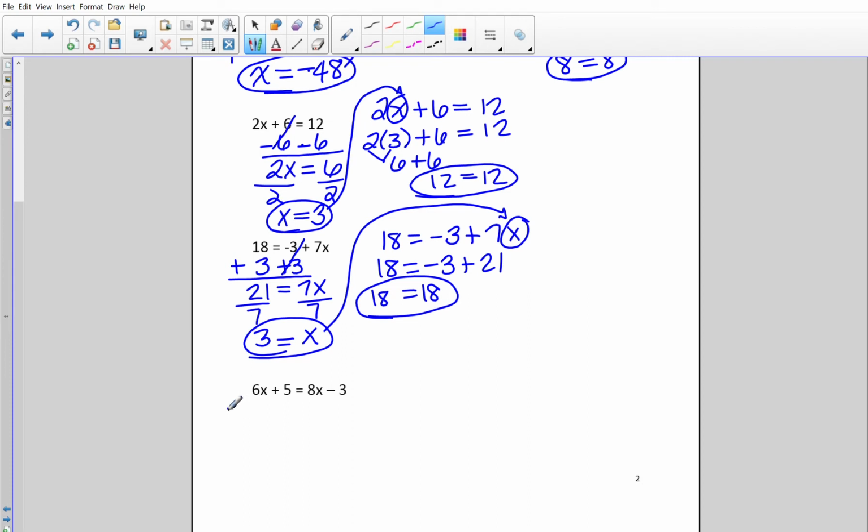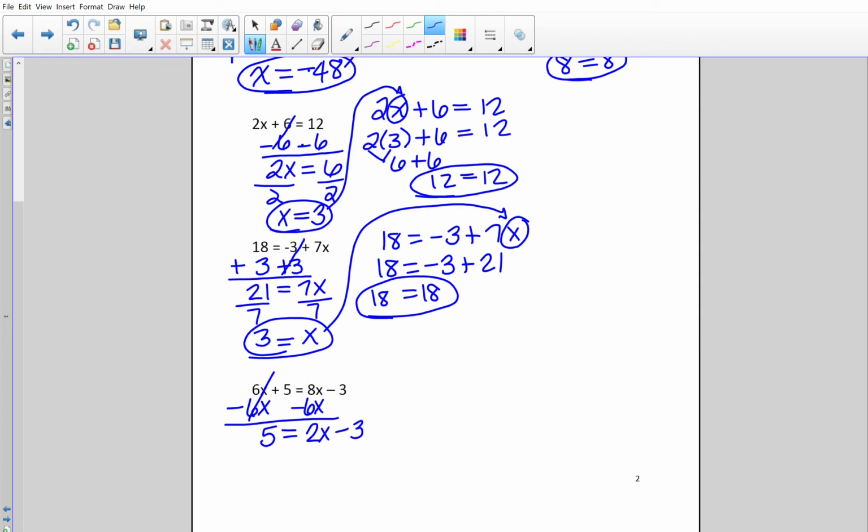So I'm going to subtract the 6x from both sides. And again, if you move the 8, it's fine. This cancels and I have 5. And 8 minus 6 is going to give me 2x. And then I have a negative 3 that I need to bring down.